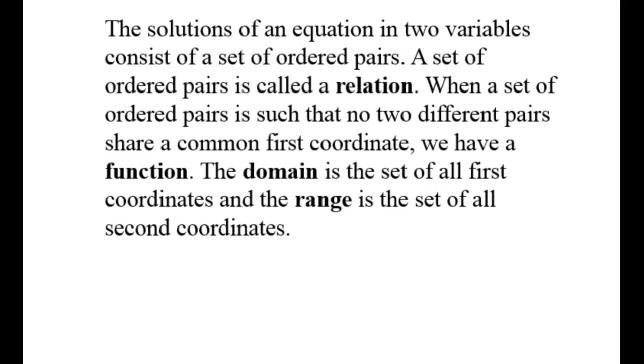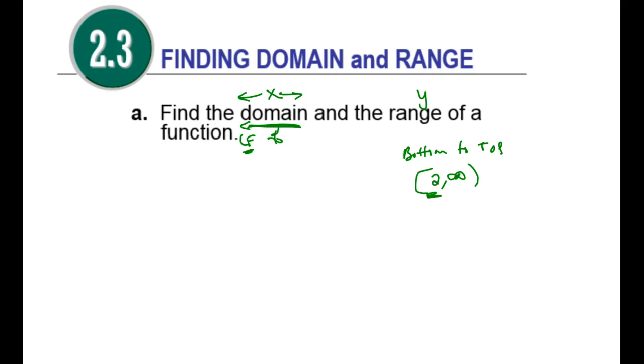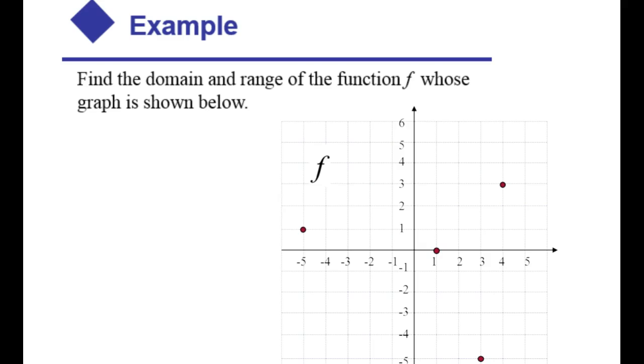So remember, any set of ordered pairs is called a relation. But if it's a special relation such that for every x there's only one y, then it's called a function. So we're going to look at the domain and the range of both functions and relations. First of all, this is a function because it passes the vertical line test. You can look at the previous video, Section 2.2, talking about the vertical line test.